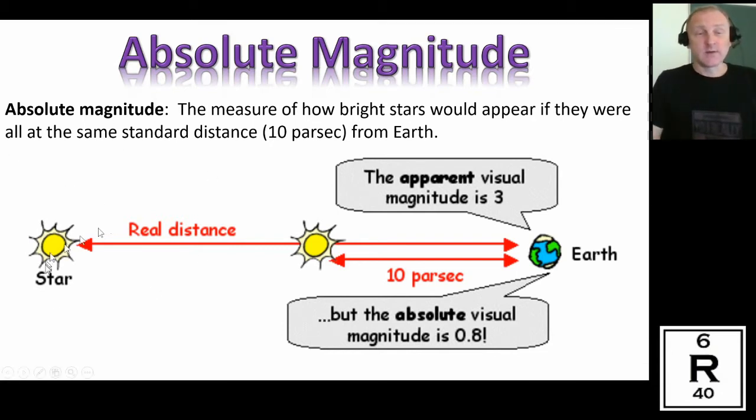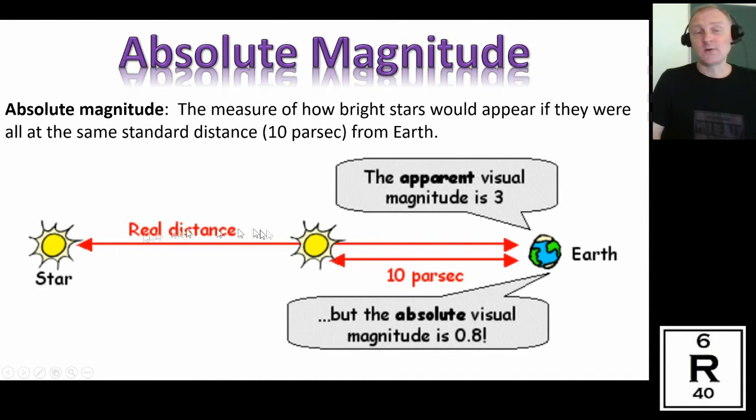So for instance here, we have a star, and its apparent visual magnitude would be a measure of 3. But if you put it 10 parsecs away, the absolute magnitude is a measure of 0.8. So remember, the smaller the number, the brighter. So this is getting brighter as it gets closer. And this would be really how bright the star is. But what we see on Earth is 3 when you look up in a telescope.